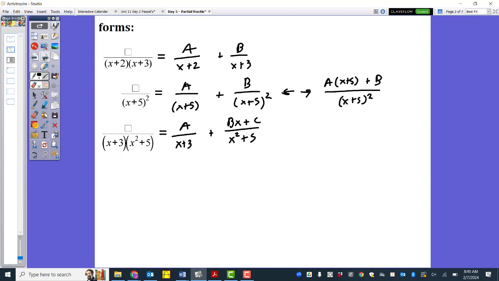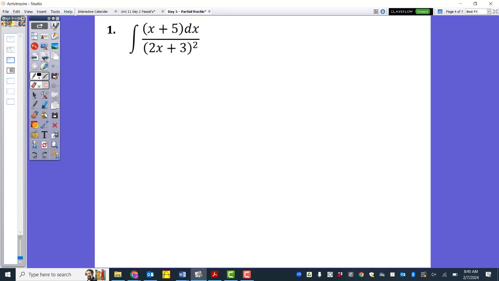Now let's actually apply this to an integration problem. We have this one right here. We have x plus 5 over 2x plus 3 squared. If we tried u substitution, it wouldn't work. It's not one of our inverse trig ones. It can't be split up and worked for us. That's not gonna help us. So our best option is to do partial fraction decomposition. Okay, so let's do some partial fraction decomposition.